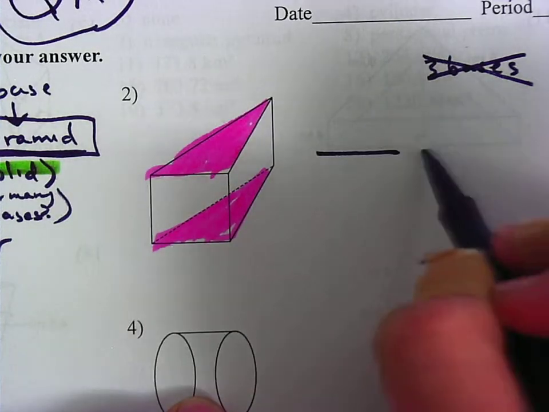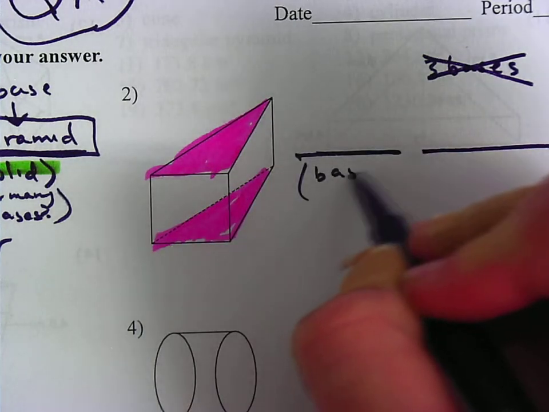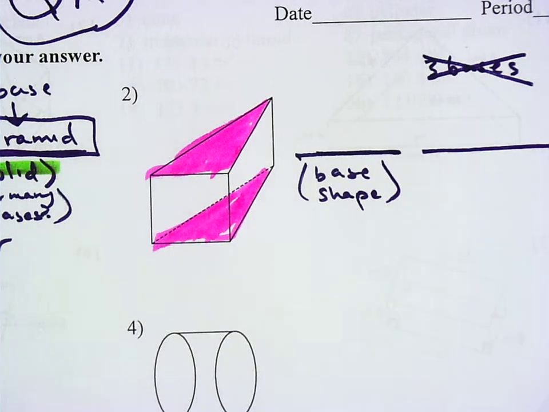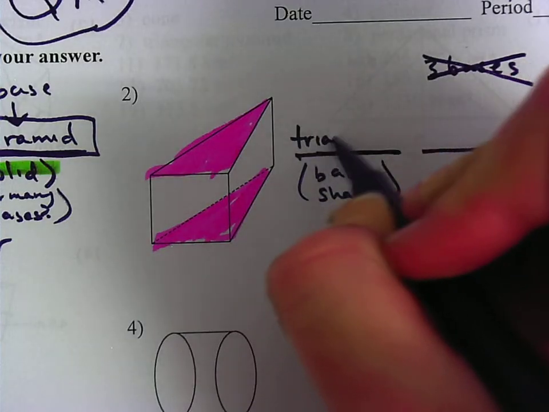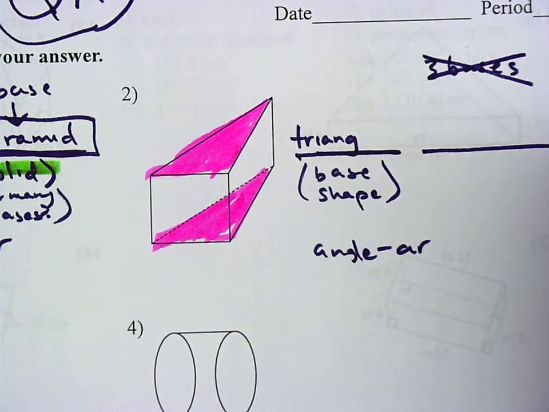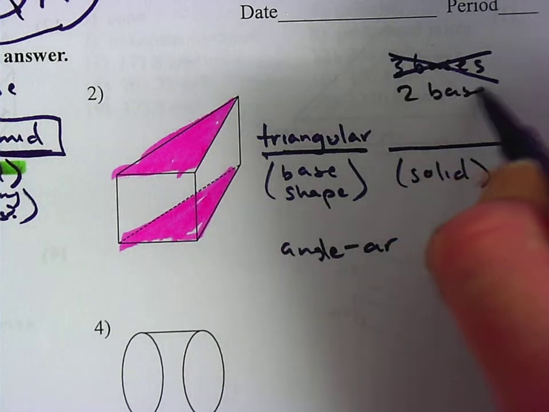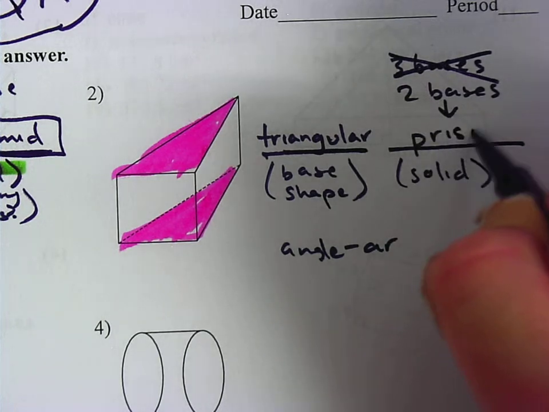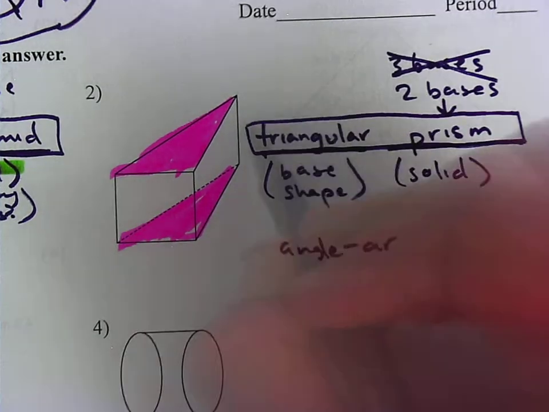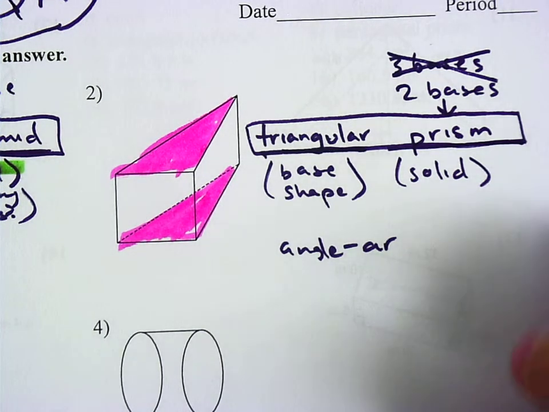But we have our base now. The base shape, that's kind of what we're looking for. That thing is a triangle. And remember, it ends in angle, so it gets an AR. So triangular. And then we're asking ourselves, what kind of solid is it? Well, it has 2 bases, so it's a prism. So that's the name of it, a triangular prism. Again, really simple, really straightforward.